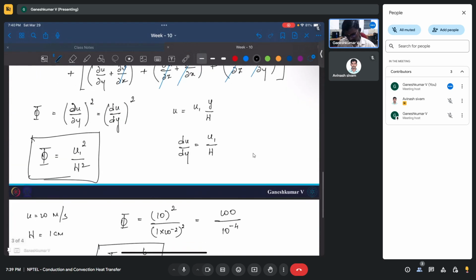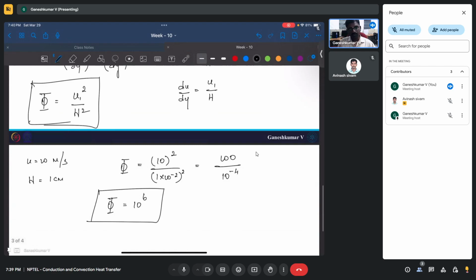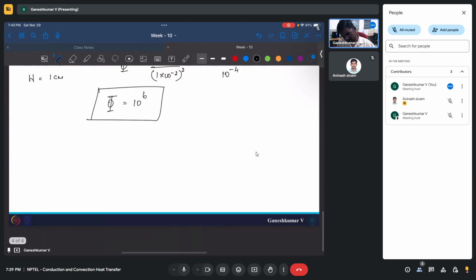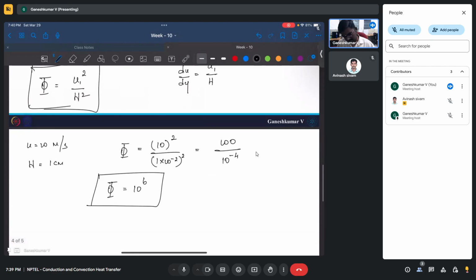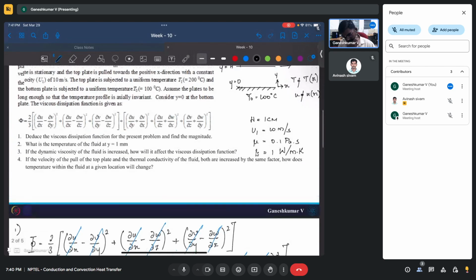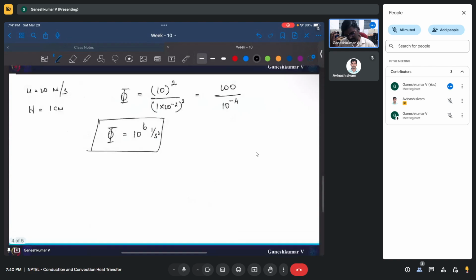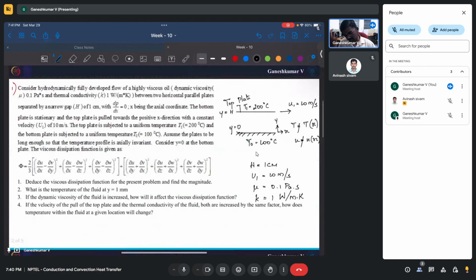Now the question is, you cannot simply write it because it's a viscous dissipation function. You need to know the unit also. So what will be the unit? With this formula itself you can find it's meters per second whole square divided by h, which is meter square. So it's simply 1 by second square, second power minus 2. Okay. So this is your viscous dissipation function, and the magnitude is 10 power 6 for this problem.